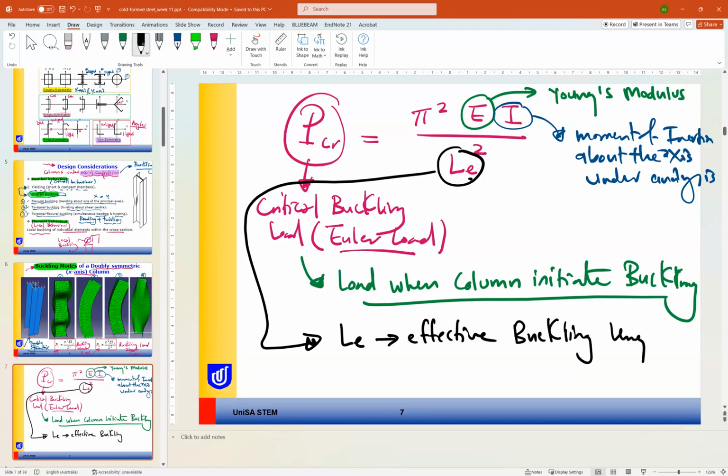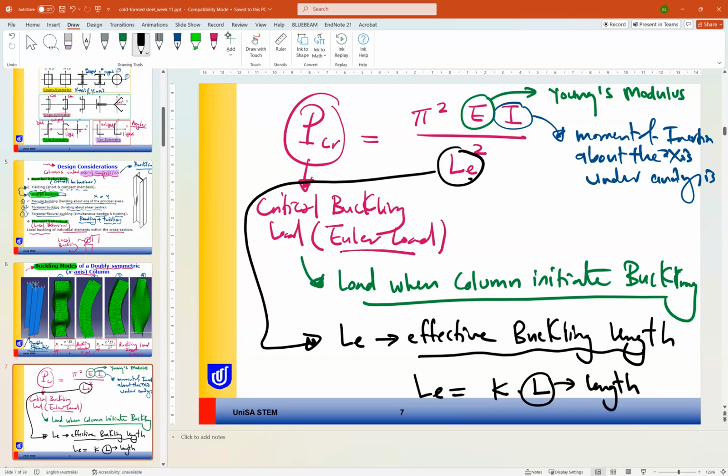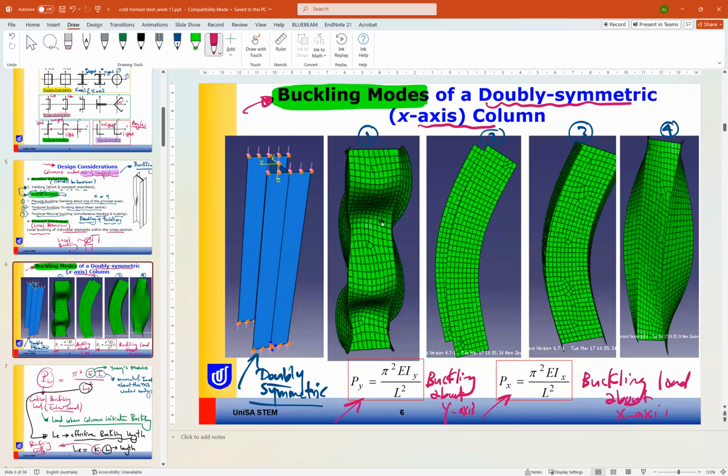Do you know the formula of buckling length? We have studied before. LE is equal to what? K times L. L is the length, and what is K? K is the buckling coefficient, depending on the column ends. Okay, so these buckling modes and the buckling loads depend on the length of the column, the cross-section dimension of the column, and the end condition of the column.